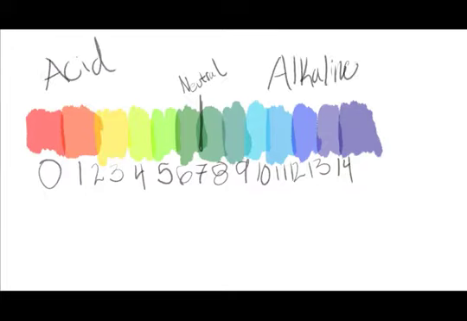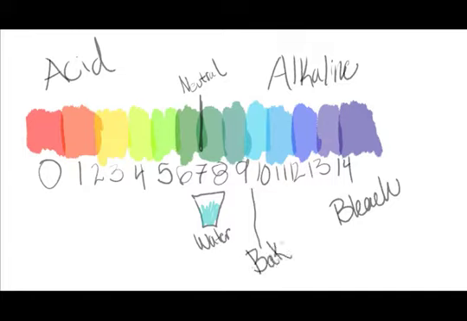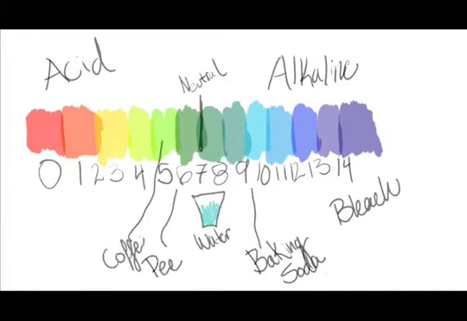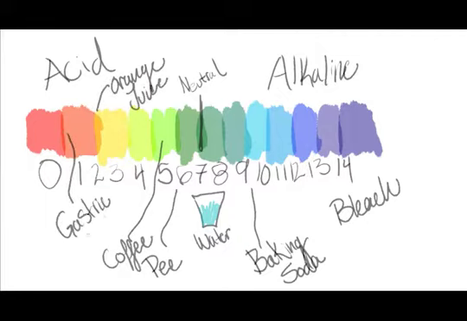So going from 7 to 6 is actually times 10, not times 1. And from 6 to 5 is 100, etc. So at 7 is our neutral, that's where you'll find your water. When we go out to our alkaline side, we've got our bleach and baking soda. If we're going more acidic, we have urine, we have coffee, we have orange juice, we have our gastric acid, which is what's in our stomach that breaks down food.